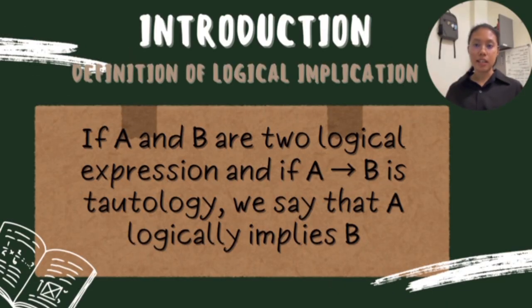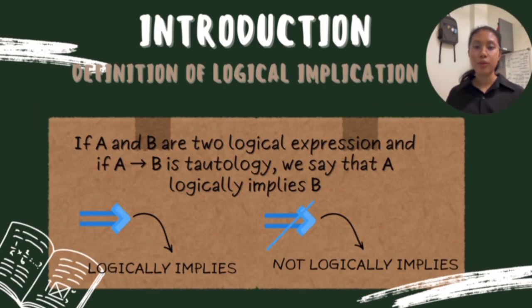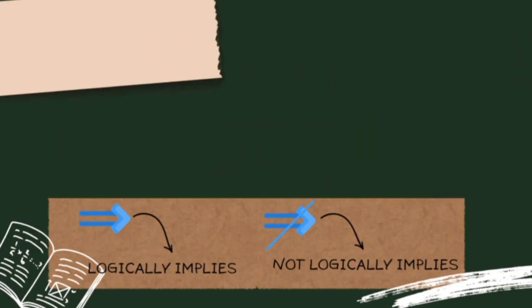Logical implication is defined as: if A and B are two logical expressions and A implies B is a tautology, which means the conclusion is always true, we say that A logically implies B. We use the arrow to the right to represent logically implies. Meanwhile, the arrow with a cross represents not logically implies.